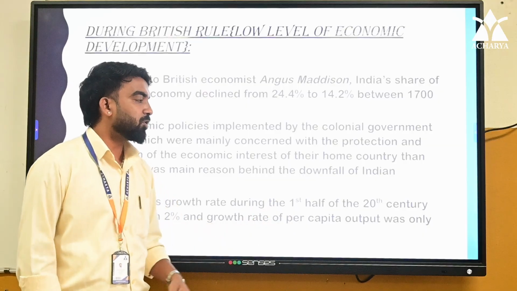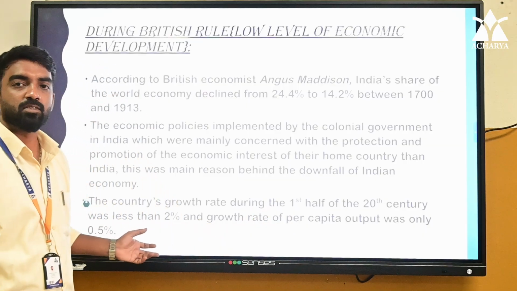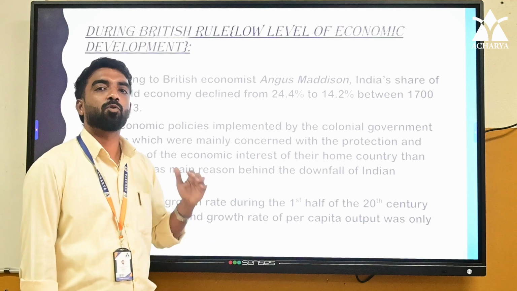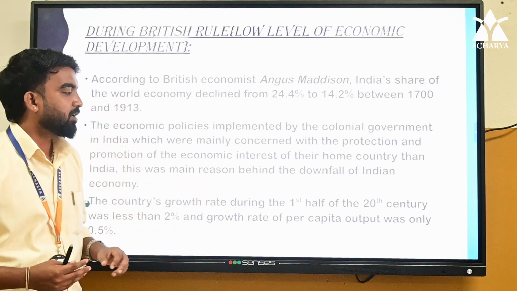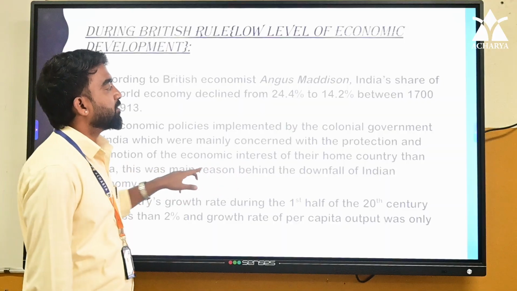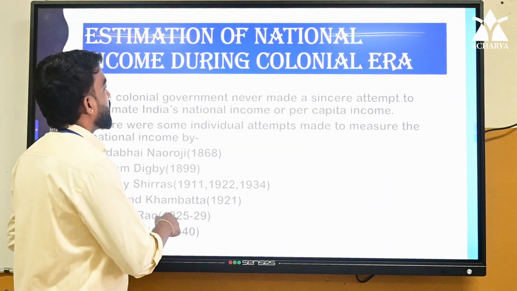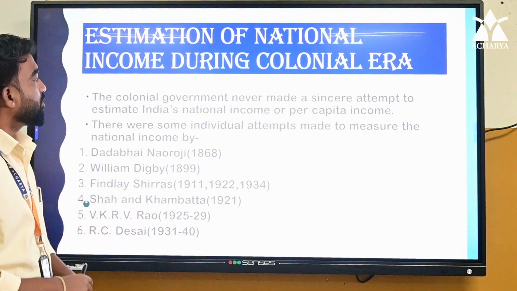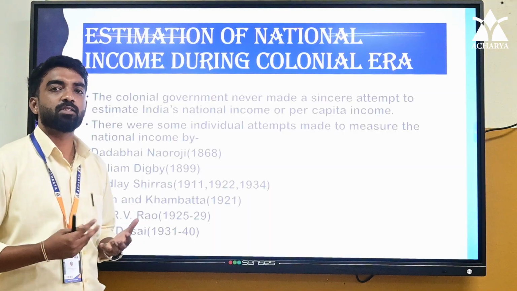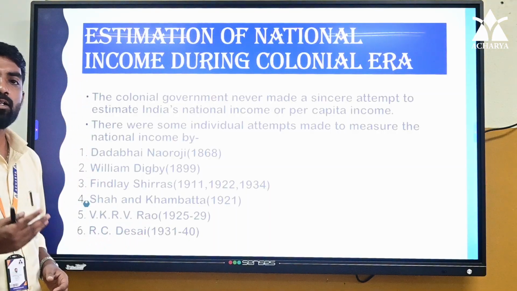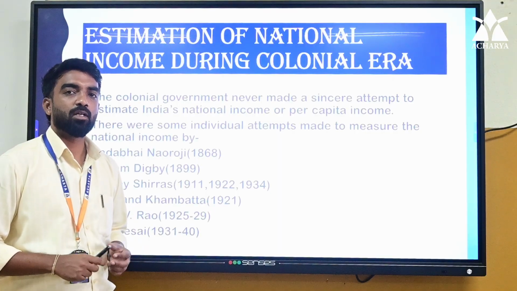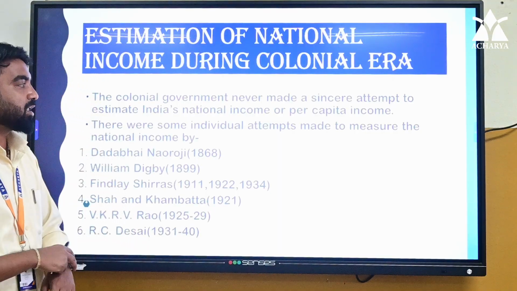And per capita output, meaning the total income of a country divided by the total population, was less than 0.5% growth year on year in the first half of the 20th century. So the colonial government, or the British government, never made a sincere or serious effort to calculate the Indian economy in quantitative terms, like GDP or per capita income.